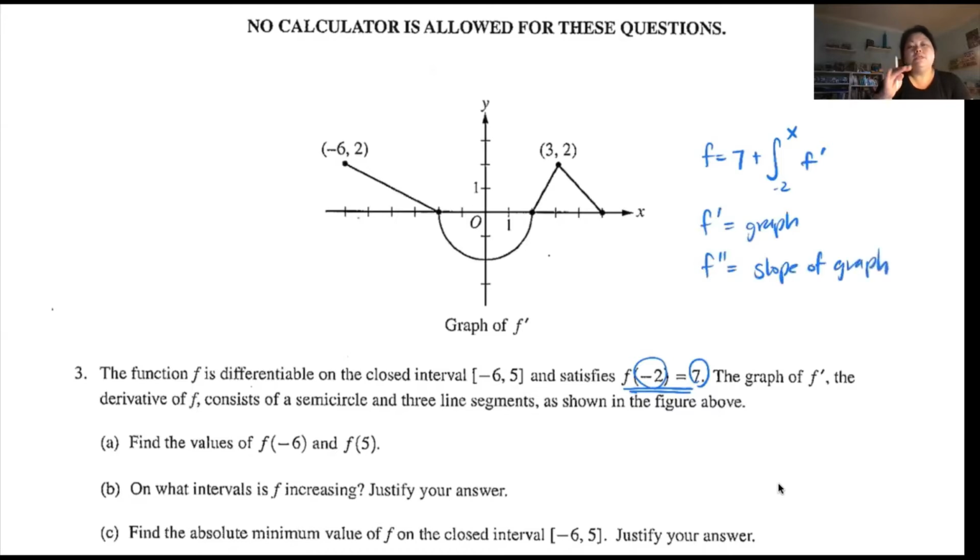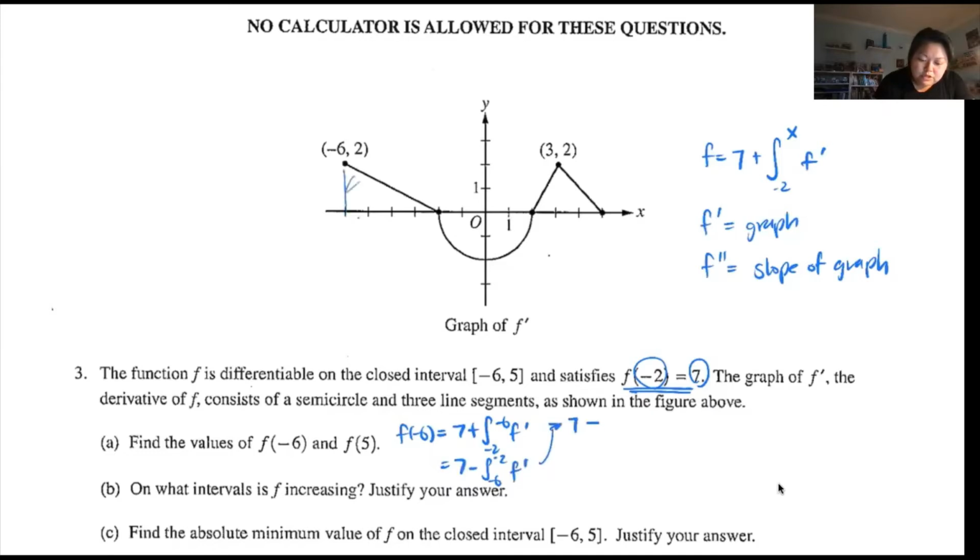Okay, so with this relationship outlined, it should be very easy to figure out what it's asking you in the following sections. So part A says, find the value of f of -6 and f of 5. So for f of -6, we plug it into our formula: 7 plus the integral of -2 to -6 of f prime. Now remember, that is backwards because you really want to go from small to big. So in order to do that, we're going to switch it and make it negative: -6 to -2 of f prime.